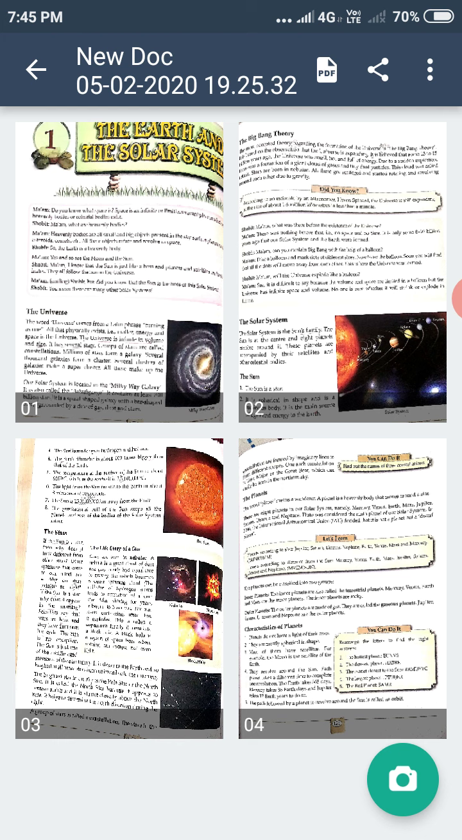Now what is the temperature of the sun? At the surface it is about 6000 degrees Celsius, and at the center it is near about 150 lakh degrees centigrade. Light from the sun travels to the earth in 8 minutes and 20 seconds. Means the light reaches the earth from the sun in 8 minutes and 20 seconds. And what is the distance of sun from the earth? It is 150 million kilometers away.